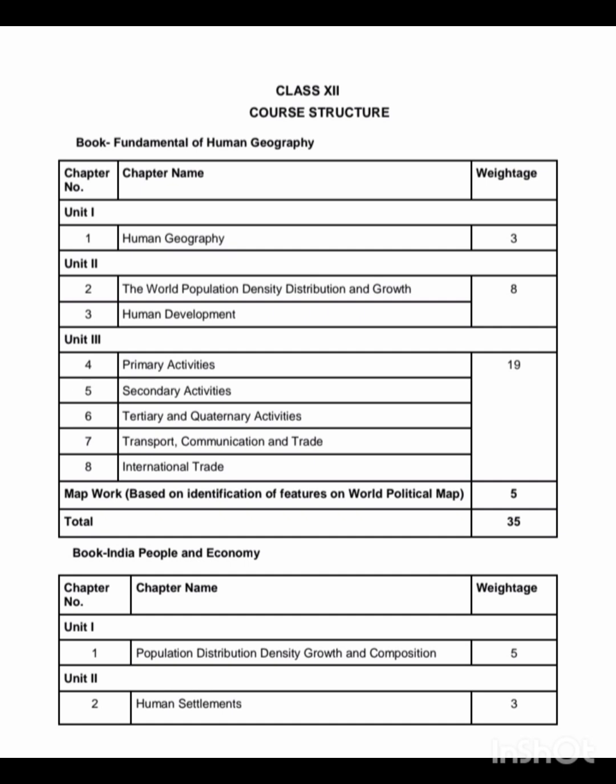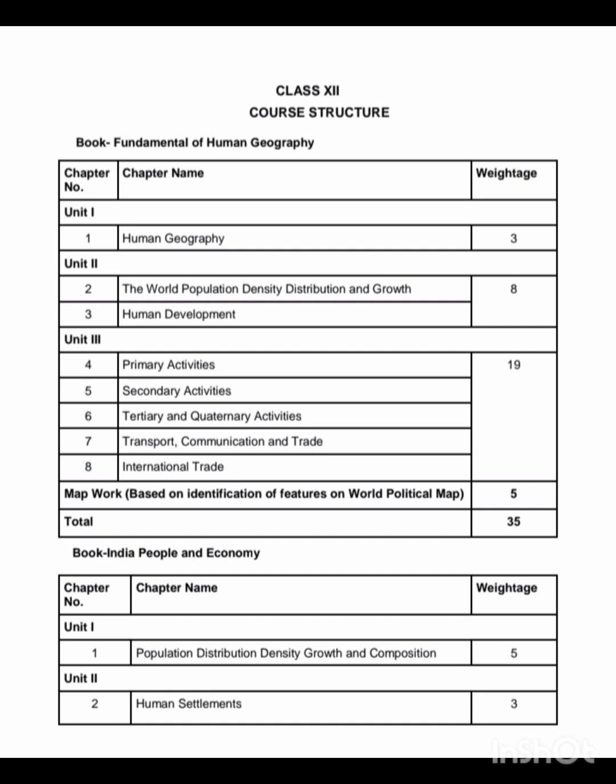In unit 1 you have the basic introduction to human geography. In unit 2 you have world population density, distribution and growth, and third you have the chapter human development. In the third unit you have primary activity, secondary activity, tertiary and quaternary activities, transport, communication and trade, international trade. Now let me make this clear to everybody that this book is all about world geography. So whatever you are reading or writing answers for in this book is all related to world geography.